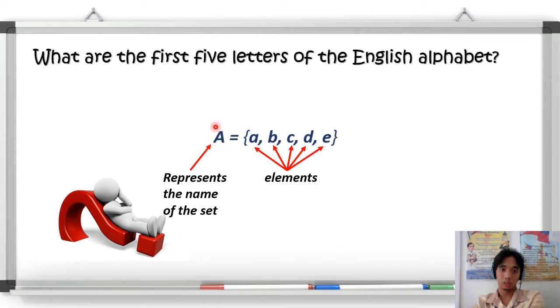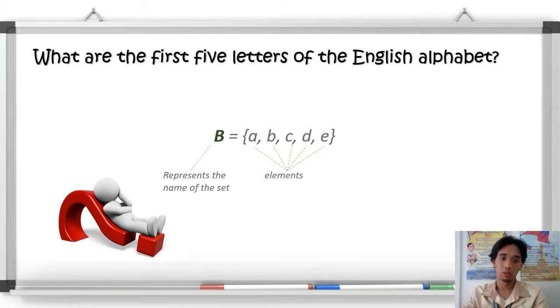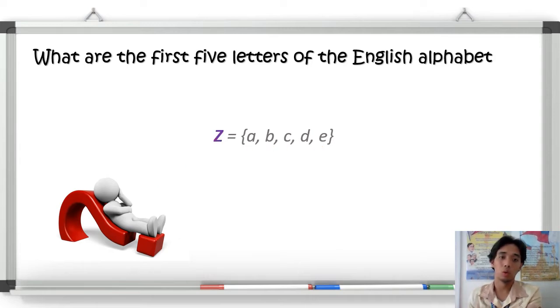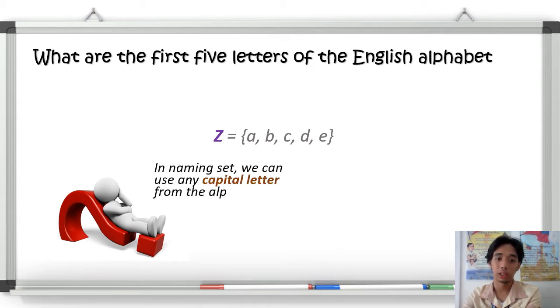In naming a set, we can choose any letter. We can name it set A, set B, set X, or set Z. It doesn't matter whatever letter you choose, because in naming a set, we can use any capital letter from the alphabet.